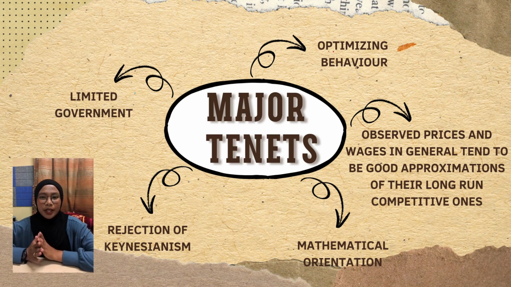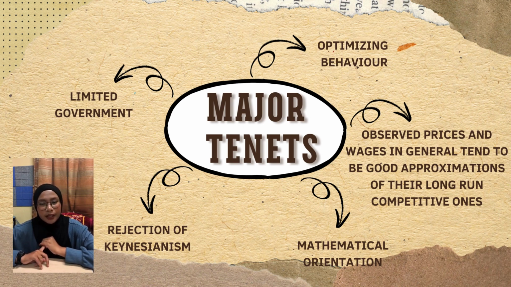So today I would like to present the major tenets of the new classical school of economics. For the major tenets, we have five. First I will mention every major one. First, we have optimizing behavior. Second, observed prices and wages in general tend to be good approximations of their long run competitive ones. Third, we have mathematical orientation. Fourth, we have rejection of Keynesianism. And the last, fifth, we have limited government.